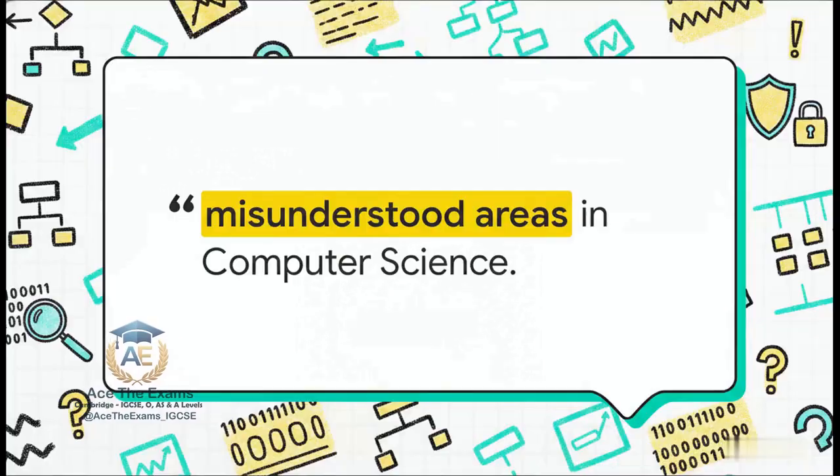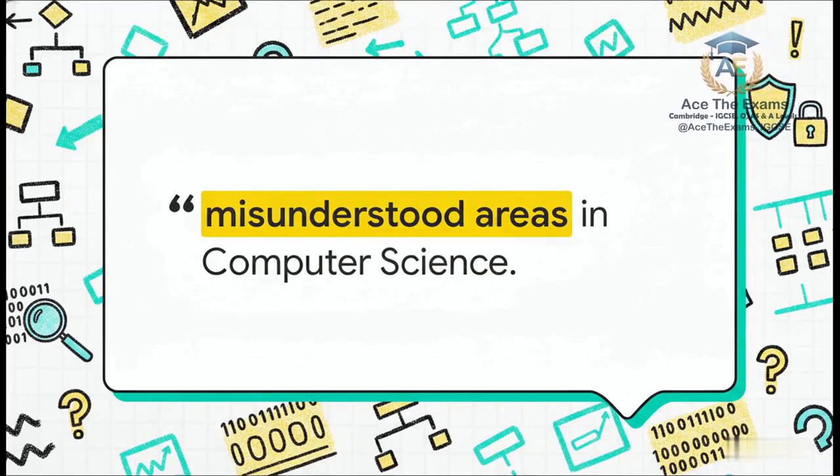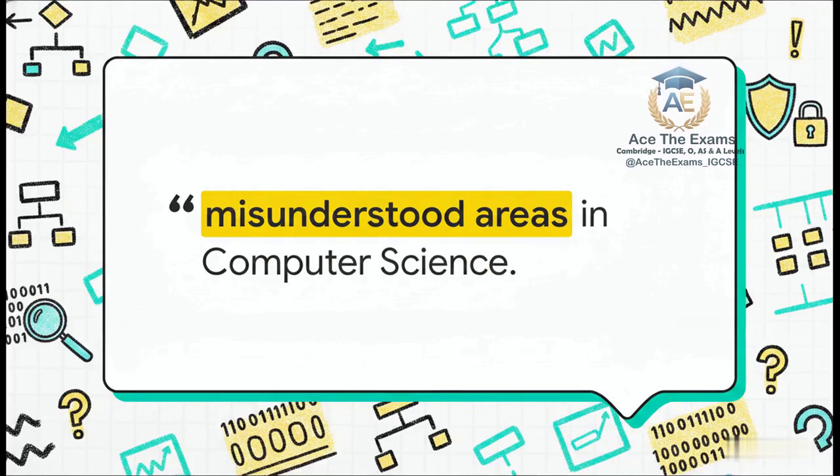Let's get into it. I really want you to look closely at this quote on the screen. This is pulled directly from the Cambridge Principal Examiner Report. When the exact people who are writing and grading your exams explicitly come out and state that data validation methods, and specifically the subtle distinction between a presence check and an existence check, is, quote, one of the most misunderstood areas in computer science, well, we need to stop everything and pay close attention. The stakes are incredibly high here.